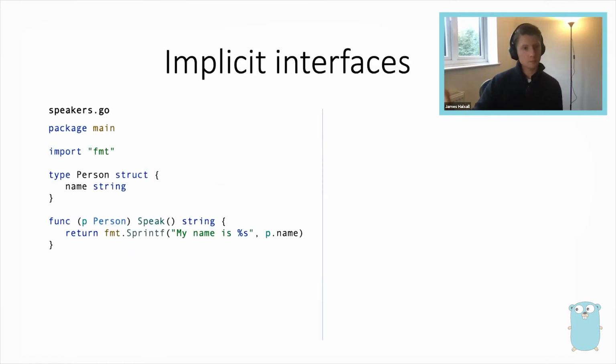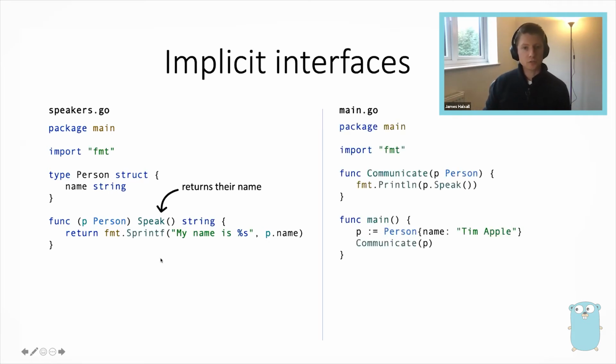So I appreciate for some people this may be the first Go code that you're seeing. Hopefully, it's fairly simple. You can make sense of what's going on here. We've got a person type with a name, so they just have a name. And then we have this speak function, which is going to return a string, and it'll just say what their name is. Now, in our main function over here, we're going to create that person, and then we're going to pass it off to this communicate function, which is going to print out what that person speaks.